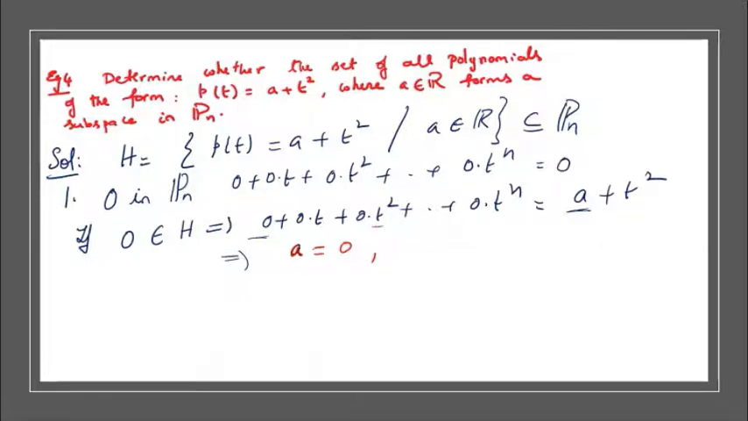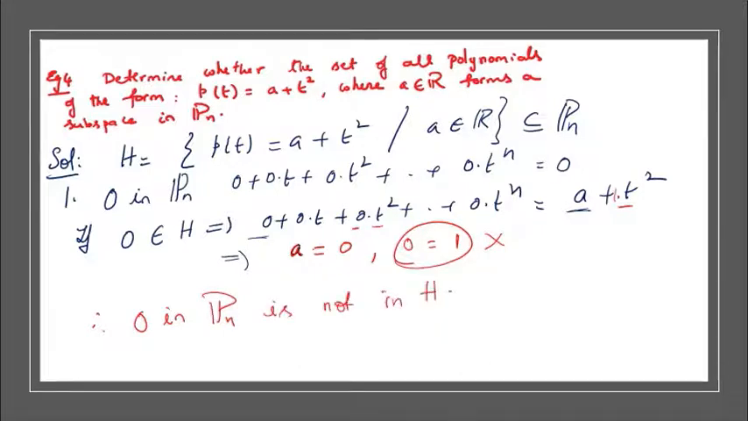Then the t square coefficient, here I have 0, but I have here t square coefficient as 1. So I must have 0 is equal to 1, which is not possible. Therefore, the 0 element in Pn is not in H. Now can it be a subspace then? No.